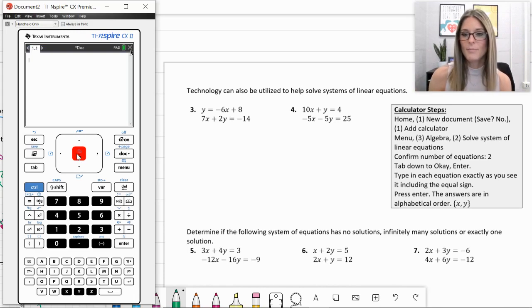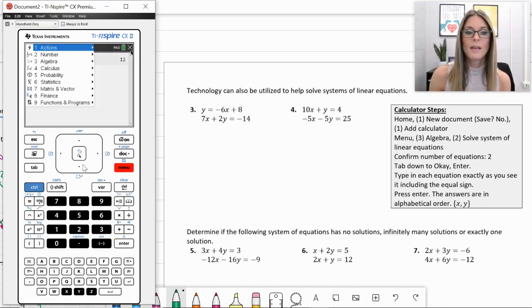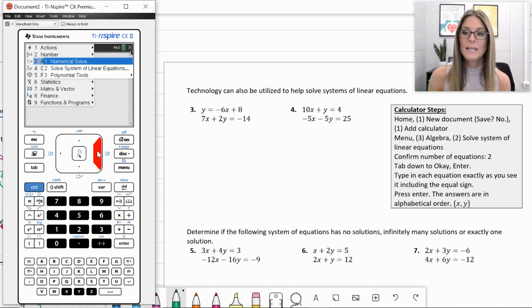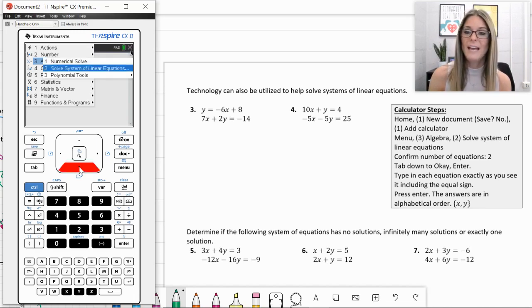Looking at my steps on my notes here. Once you have a calculator page open, even if you do some calculations, maybe 4 times 3 or something, if you have anything on there, that's okay. I'm going to do menu. Algebra is number 3. Good way to remember this is you are in algebra class. And then the second option here is solve a system of linear equations, which is exactly what we are doing.